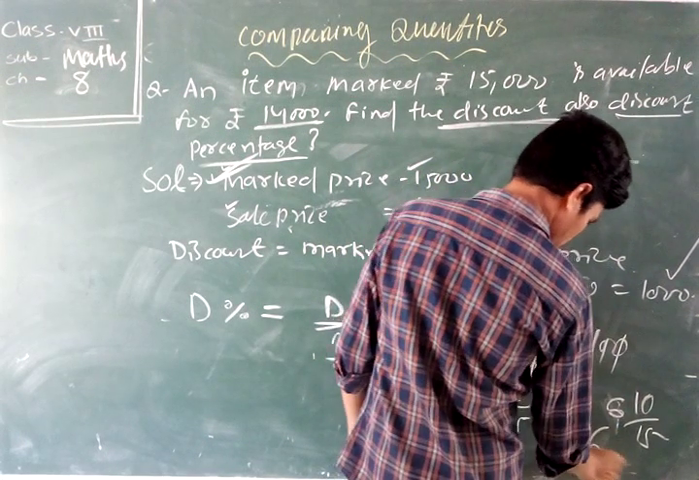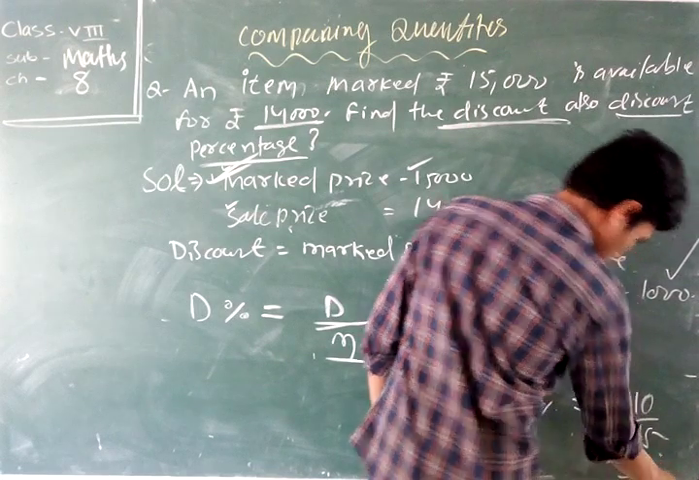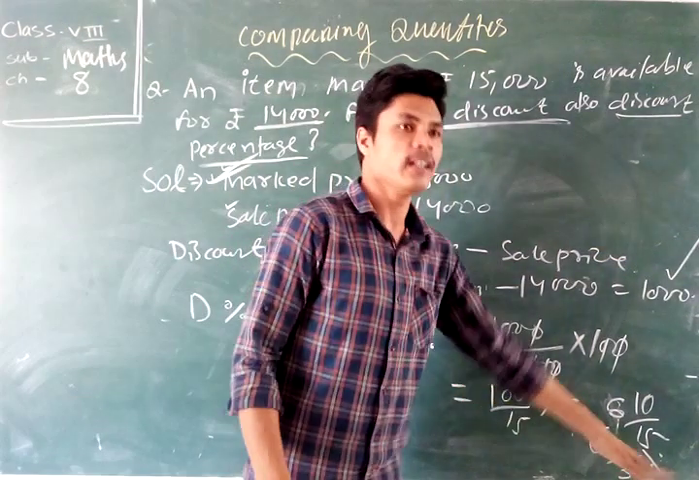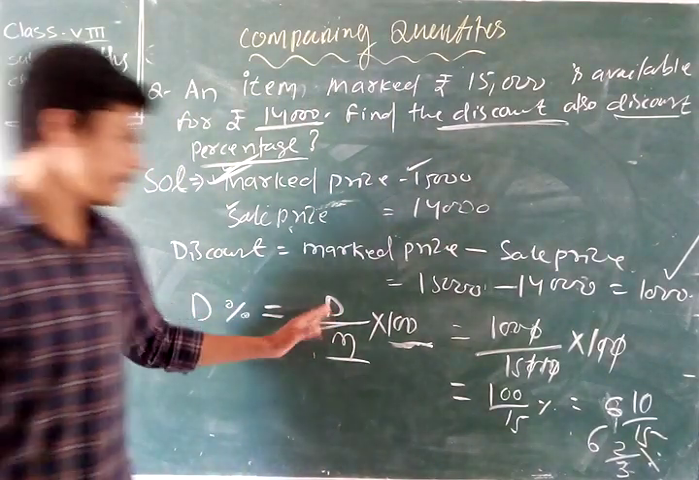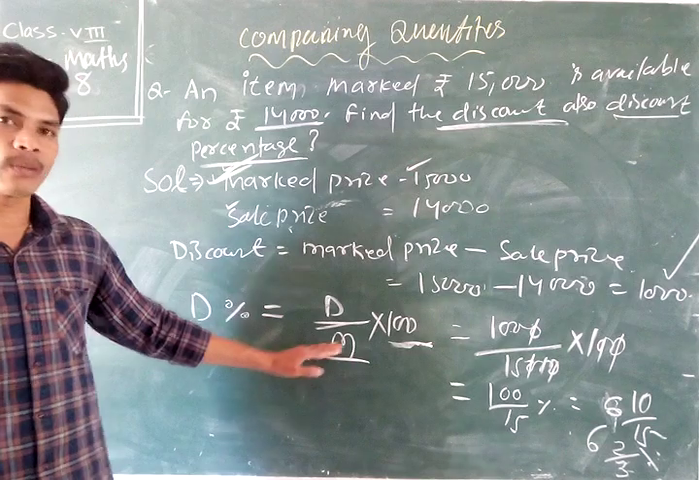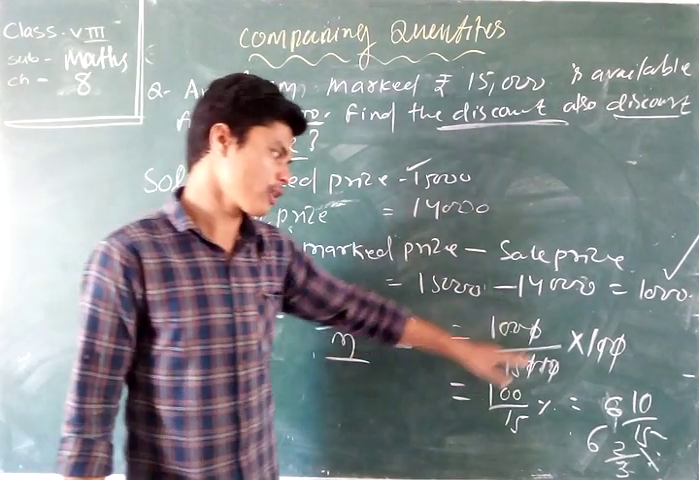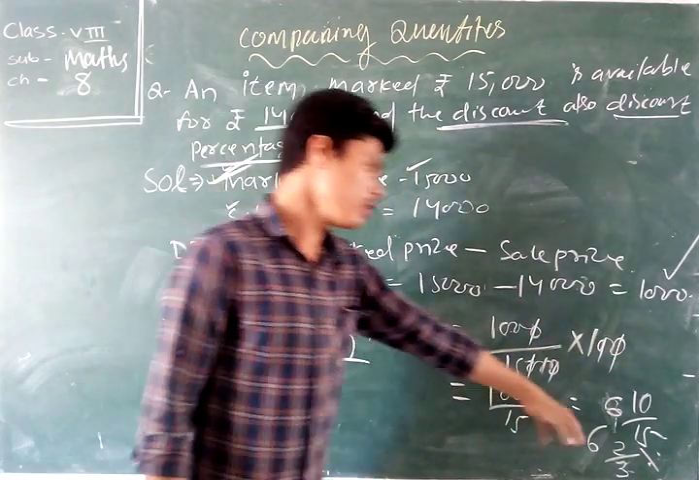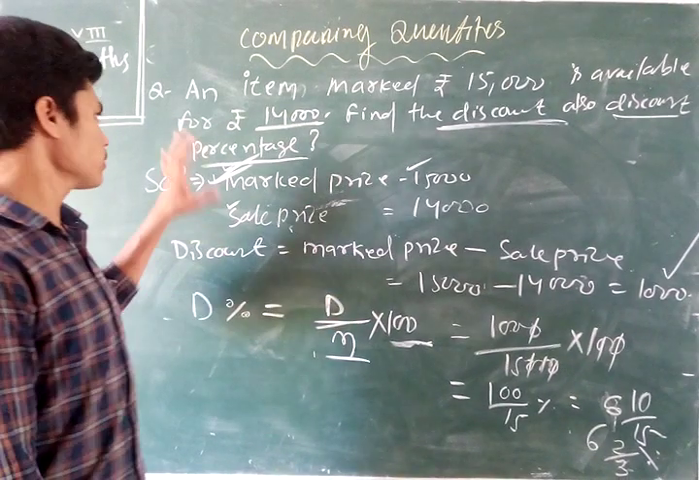50 equals what is the discount percent? The discount percent is 6 and 2 by 3%. How you find the percent, is it clear? Here D equals discount, M equals mark price, into 100. 1000 by 15,000 into 100. Then cancelling, 100 by 15 equals 6 and 2 by 3%. This is how you find the discount percent.